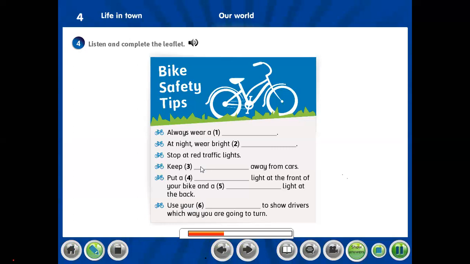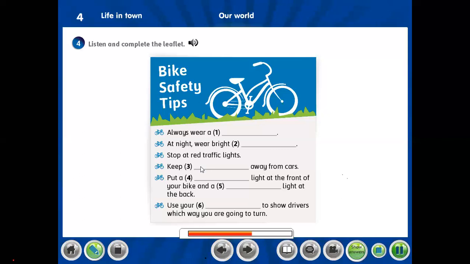But what do we have to wear when we cycle at night? That's easy. We have to wear bright clothes. We mustn't wear dark clothes. It's dangerous when drivers can't see you. That's right. Okay, now, what distance do we have to keep from cars?